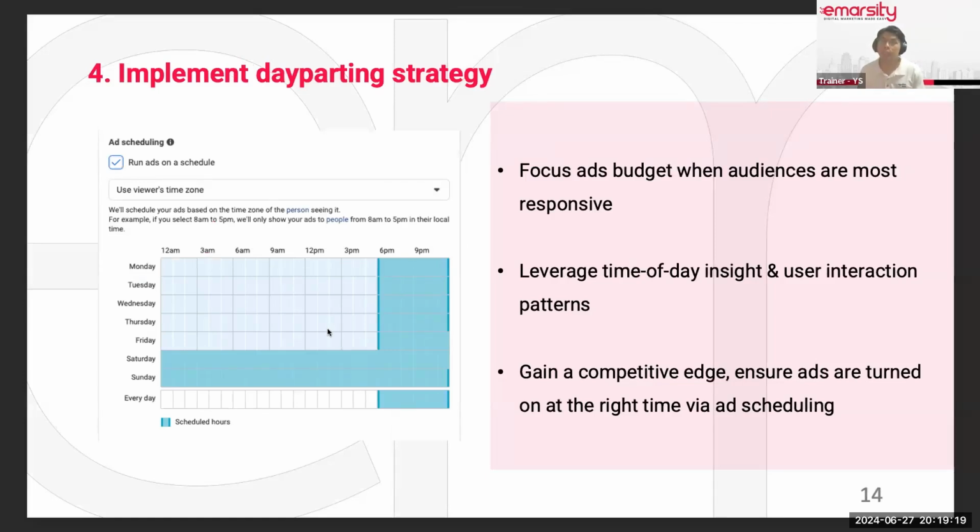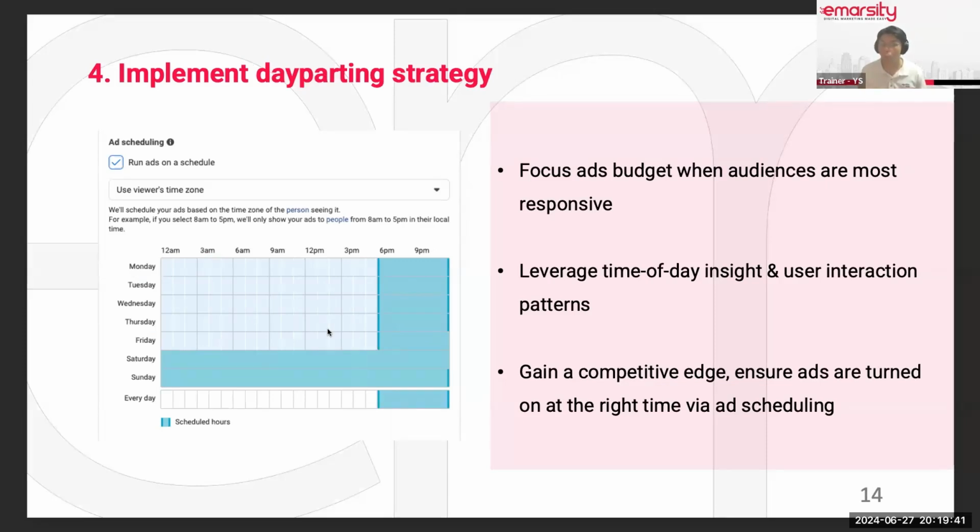Fourth tip. Implement day parting strategy. Very fancy word, but basically what it means is you run ads on the day of the week and the hour of the day that you prefer.